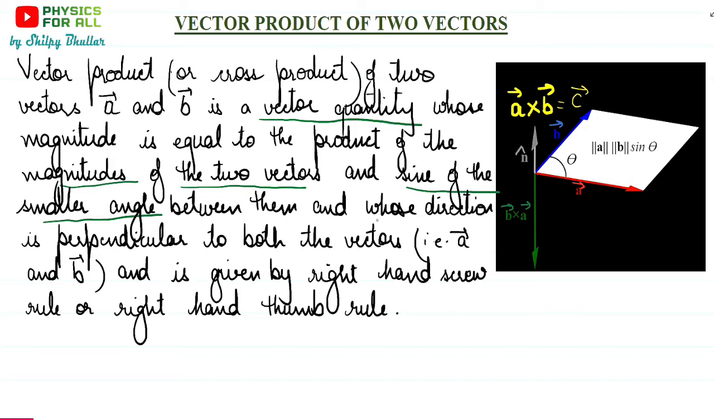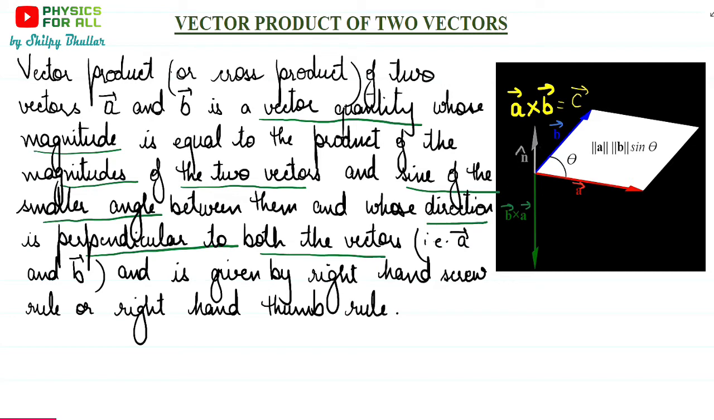This statement now says that its direction is perpendicular to both the vectors. That means the vector product of two vectors gives us a vector quantity whose magnitude is definitely the product of the magnitudes of the two vectors and the sine of the smaller angle between them. But what about direction? The direction would be perpendicular to both vectors, that is, perpendicular to both vector A and B.